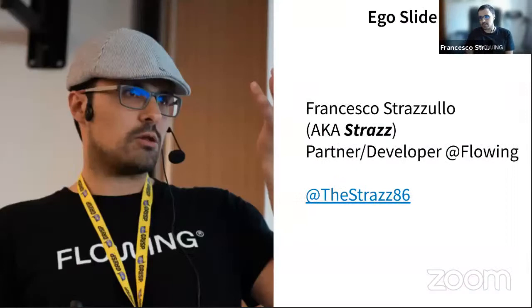I am Francesco Strazzullo. I'm from Italy, and my code name is Straz. It's the way that everyone has called me since I was a child. And currently, I'm a partner and developer at Flowing. Flowing is a fully remote company in Italy. It is a software delivery company. And you can see my Twitter handle on the slide.